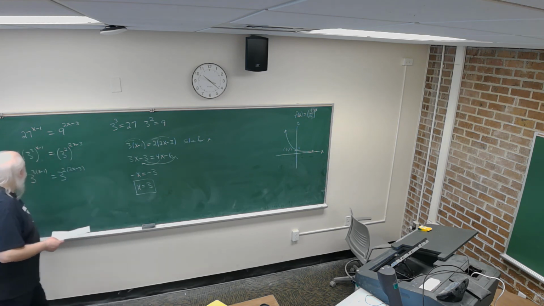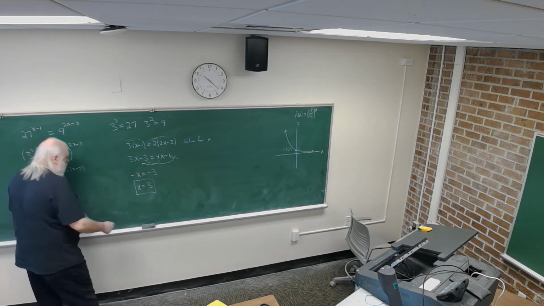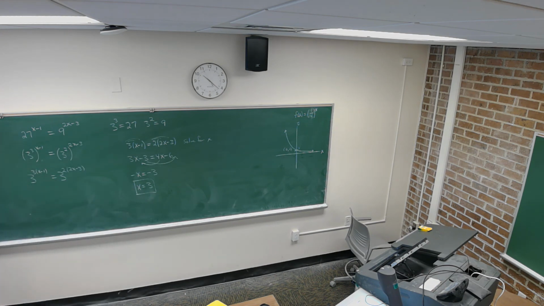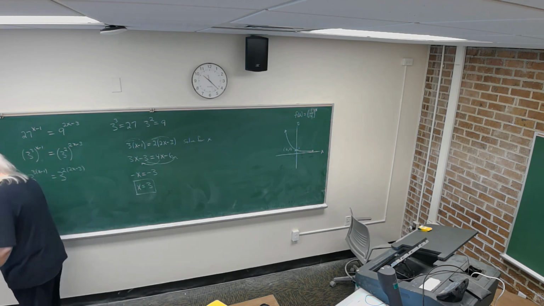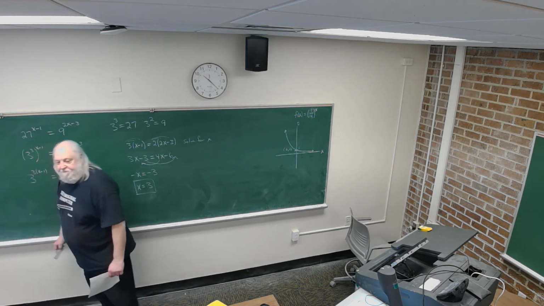So, you put 3 in for x up here. 3 minus 1 is 2. So we have 27 squared is equal to, and on the right, put 3 in for x. 2 times 3 is 6, and 6 minus 3 is 3. So you can verify with your calculator that 27 squared and 9 cubed are the same number. Okay. Any questions on that? Okay.